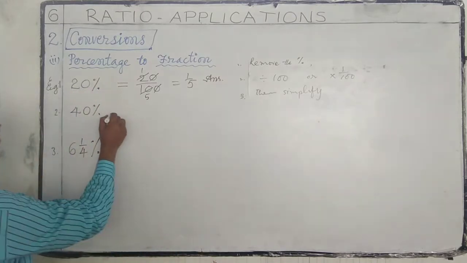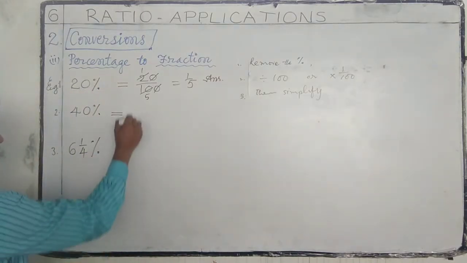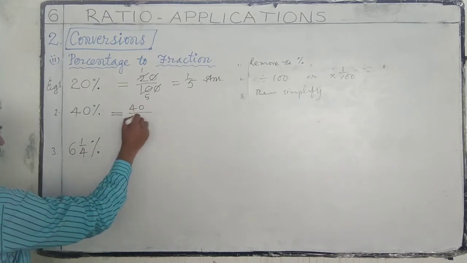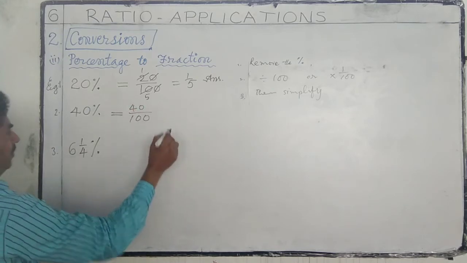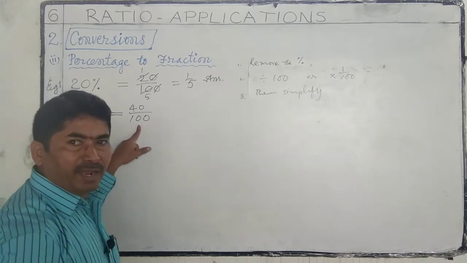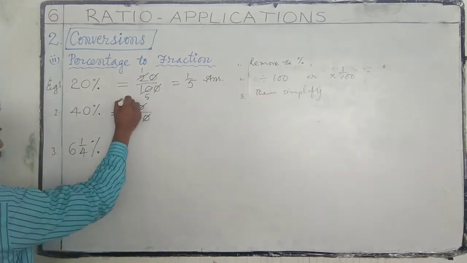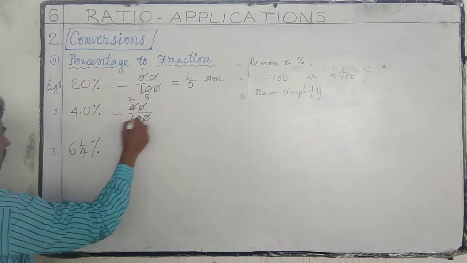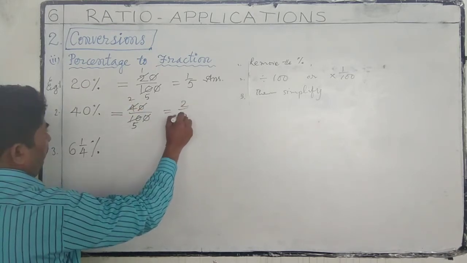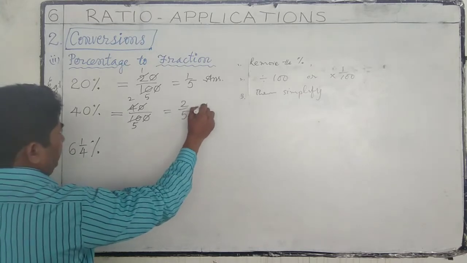Next, 40%. 40 by 100. Divide it by 100. Then simplify. The zeros get cancelled. 2 2s are 4, 2 5s are 10. 2 by 5. This is the answer.